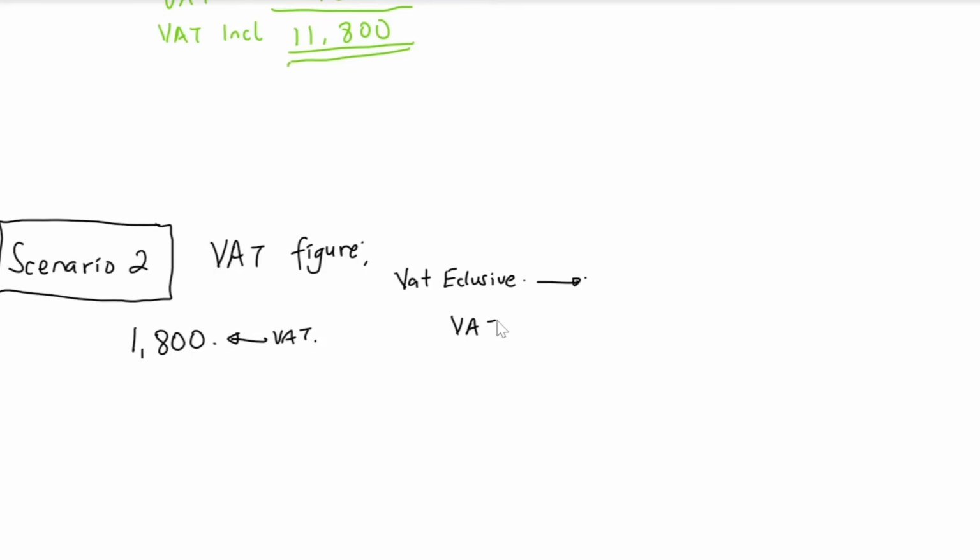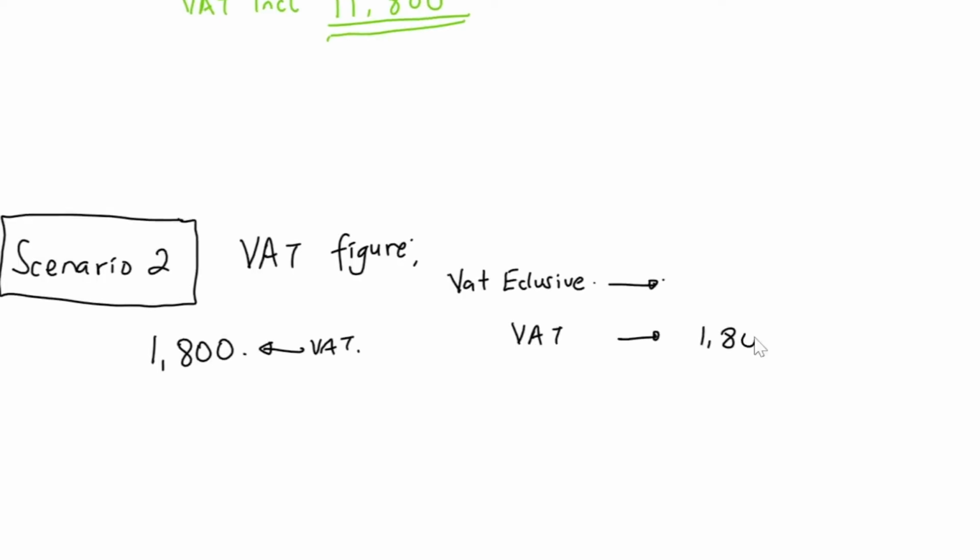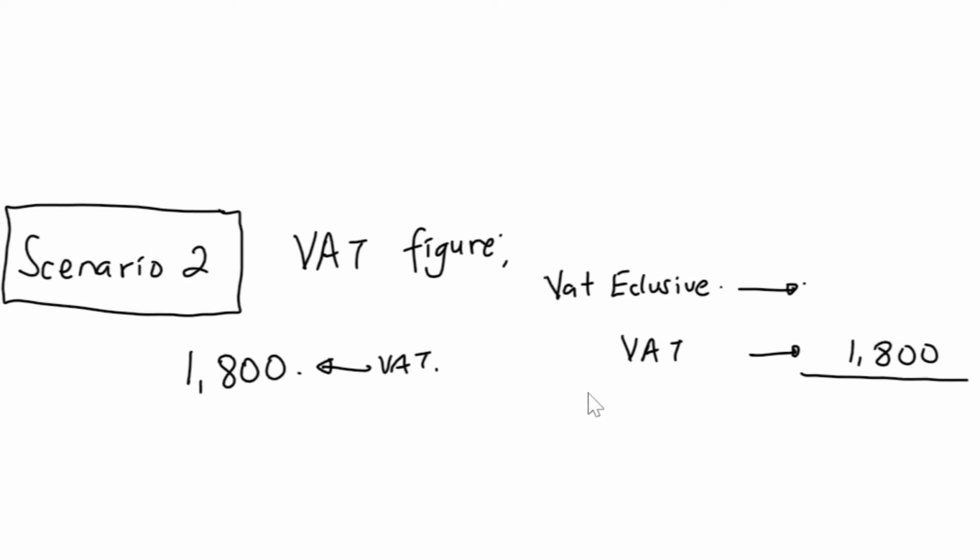I already have my VAT as 1,800, and of course I also want my VAT inclusive figure here. So if I only have VAT, how do I work backwards to get the VAT exclusive and the VAT inclusive figure? Remember, this VAT figure represents 18%. So if that VAT figure is representing 18%, I am going to divide it by what it represents.